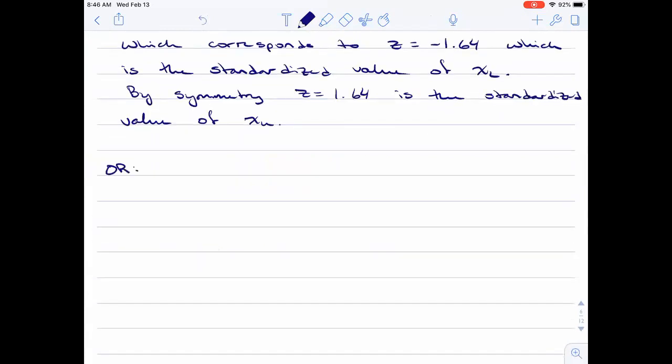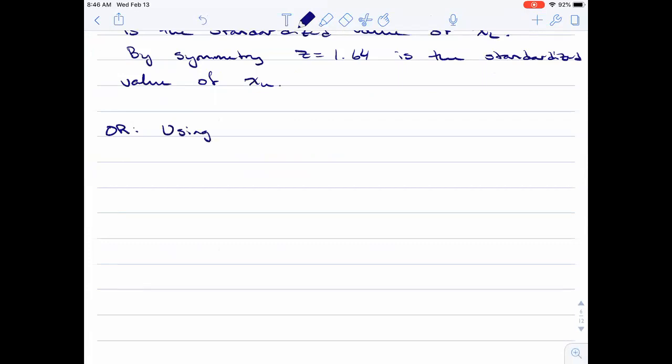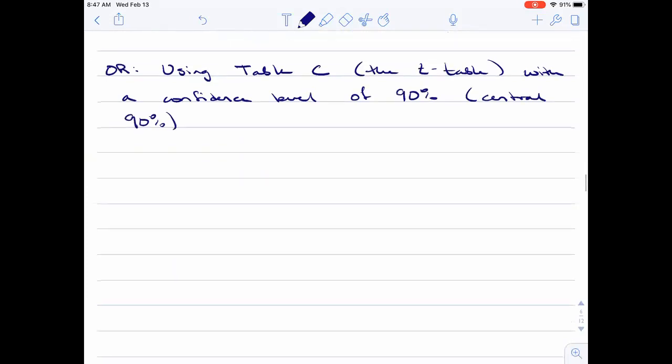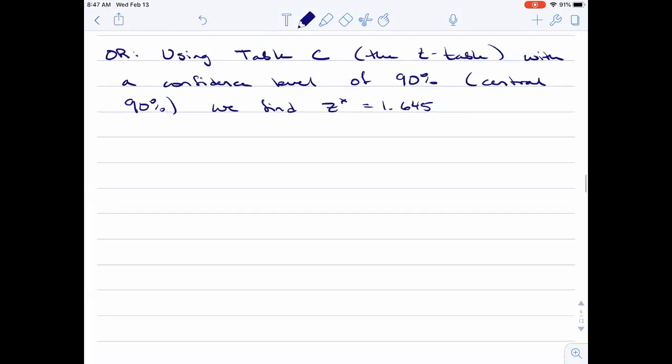Or using table C, the T table, with a confidence level of 90%, which I'll just put in brackets as the central 90%, we find Z star is 1.645. So we can use that.